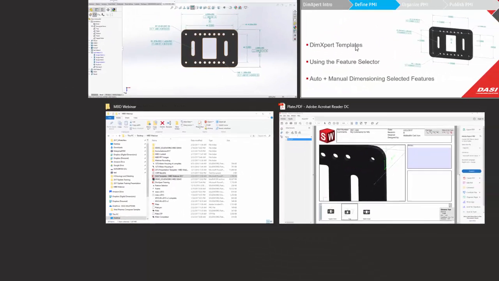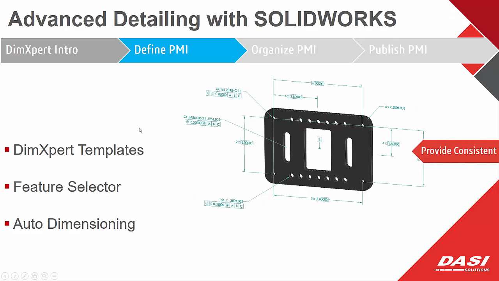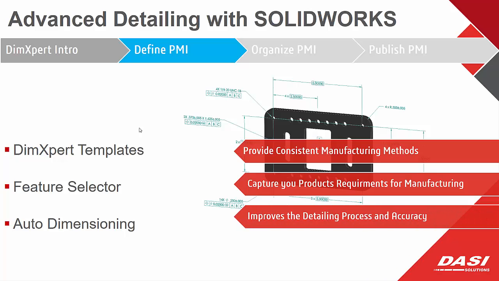So that completes the first step, which is defining the PMI. We went through and showed you how to use some of the templates, as well as reviewing the feature selector, which helps speed up the process as we capture all of our product manufacturing requirements. And we used the auto dimension tool, which again improves the overall detailing process. It helps us define all the product manufacturing information and dimensional characteristics per the standard ASME Y14.41.